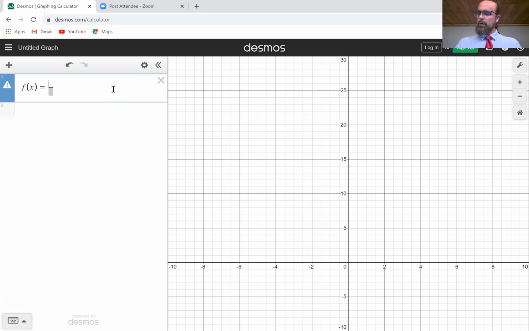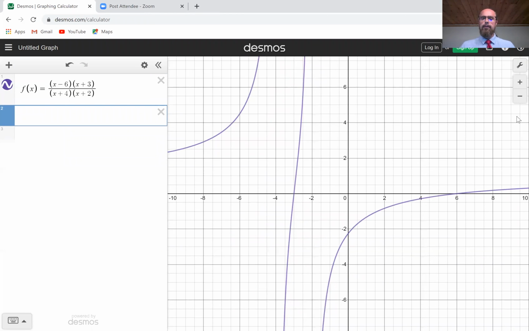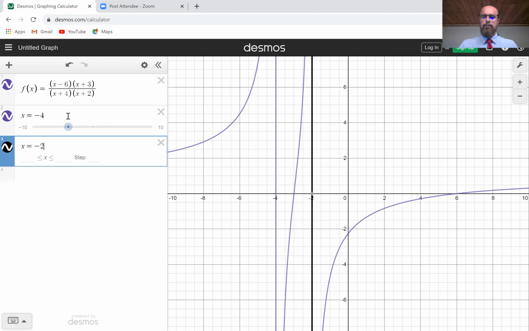So let's type our function in. We've been working with, let's go with our factored form. So x minus 6 times x plus 3 in the numerator over x plus 4 times x plus 2 in the denominator. And I'll hit the home key just so we can see that function. And let's place our asymptotes in place. So we had the two vertical ones: x equals -4 and x equals -2. You can see that fits well in my graph. We also had a horizontal asymptote at y equals 1.